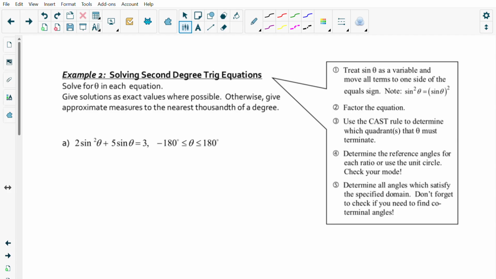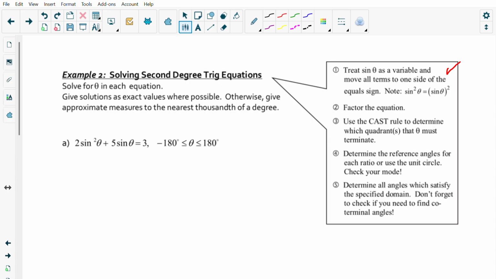All right, solving the second degree trig equations. Solve for theta in each equation. Give solutions as exact values where possible. Otherwise, give the approximate measures to the nearest thousandth of a degree. More instructions. Similar, but a couple different wrinkles here.